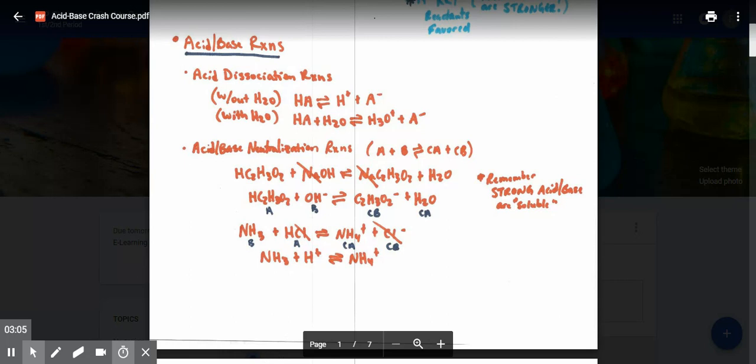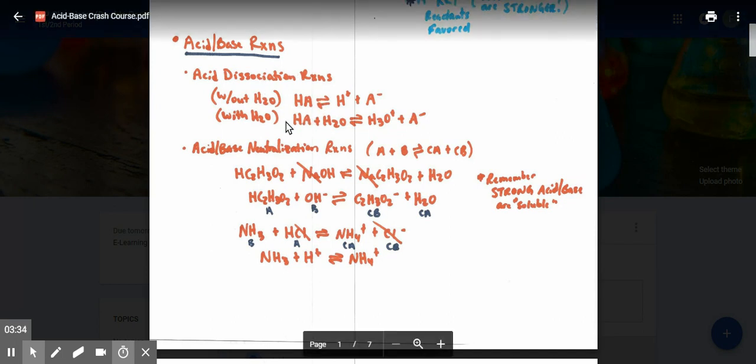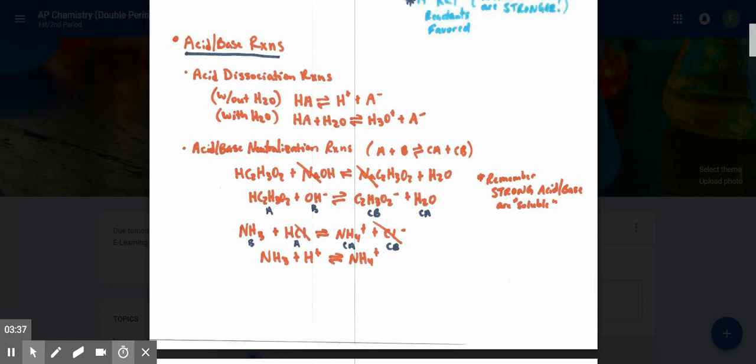As for acid-base reactions, there's really two main reactions that you'll have to be able to write. The first is the acid dissociation reaction. So this just shows you that you can write it both ways, one without water and one with water. What I want you to realize is that H+ and H3O+ mean the same thing. H3O+ is just what you write when you're including water in the reaction. If you're not including water in the reaction, it's just H+. We're just putting that acid into water and seeing what happens.